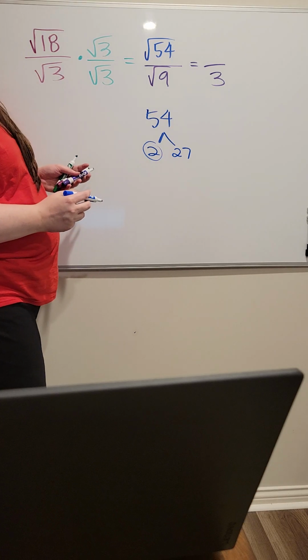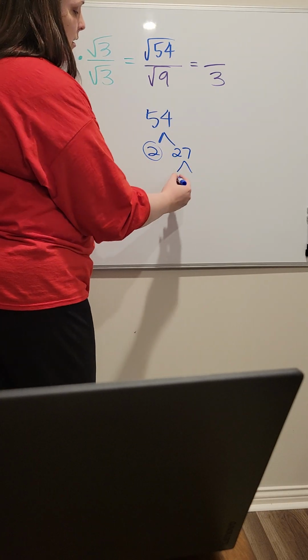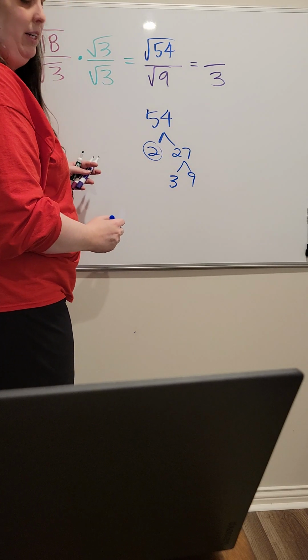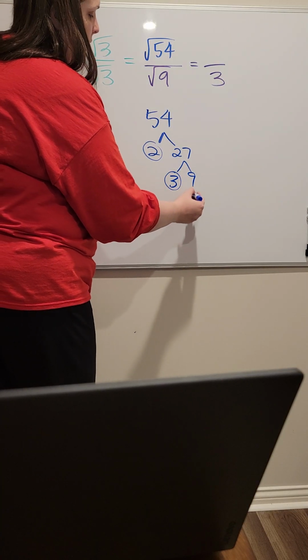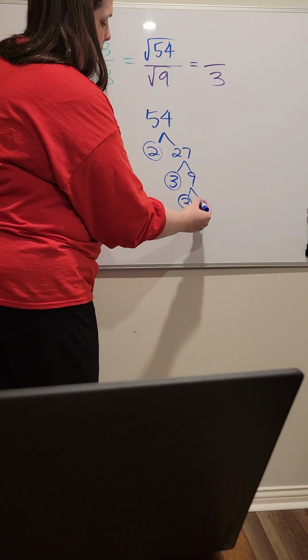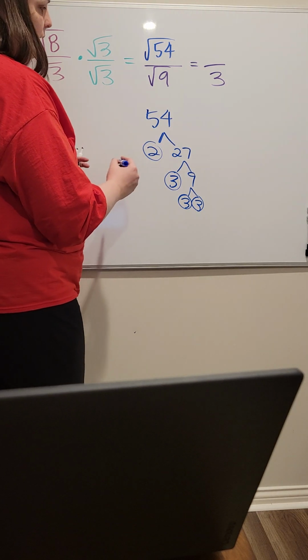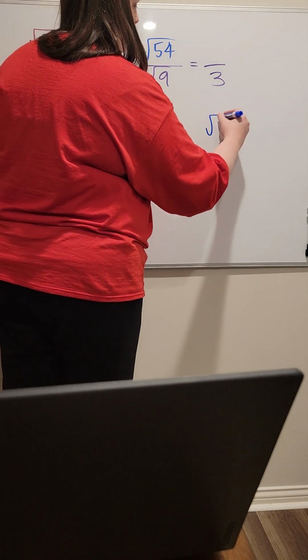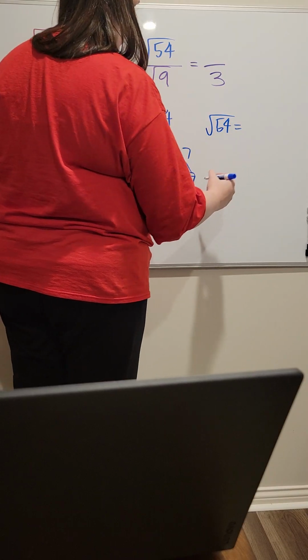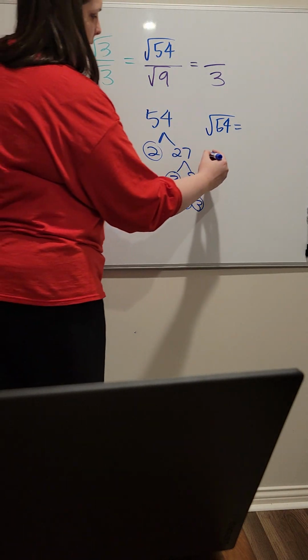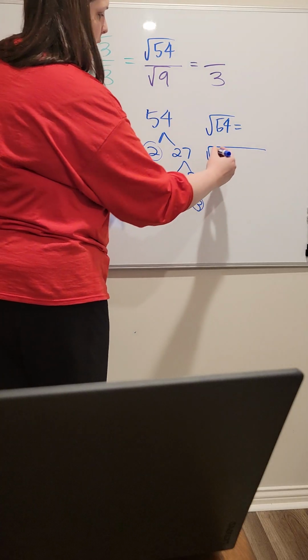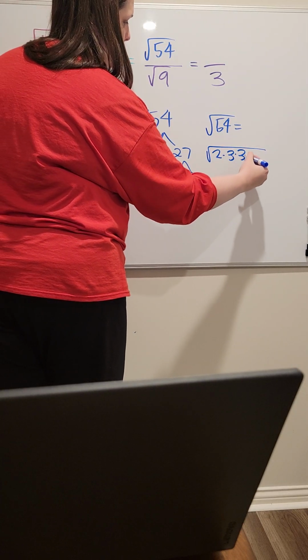I circle my primes so I don't lose them. You don't have to do that. 3 times 9 is 27. 3 times 3 is 9. So I can rewrite the square root of 54 as the square root of 2 times 3 times 3 times 3.